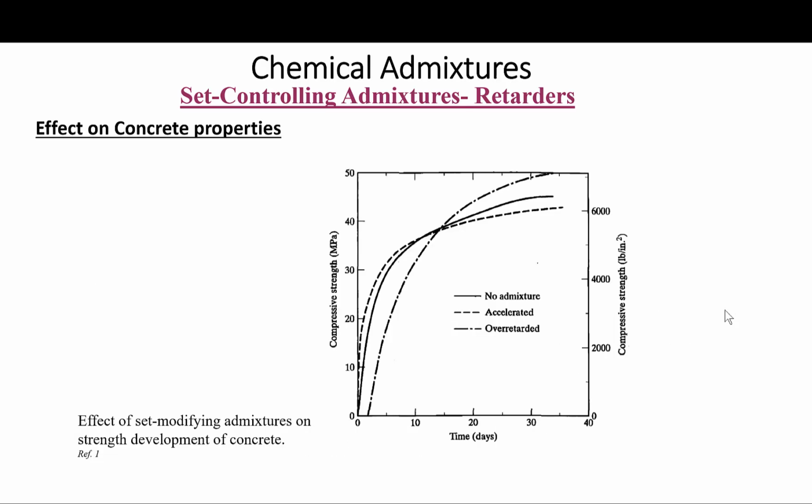Okay, here is the figure I talked about. As you can see, the effect of the set modifying admixtures on strength development of concrete. Look at this curve. The solid line is the control, no admixture is added. This line here basically is the accelerated, and this is the over retarded. Look at the early strength. Of course, this accelerated has higher strength, but ultimately lower strength. On the other hand, the over retarded mix, look at it. The early strength gain is much lower, but the ultimate strength is higher.